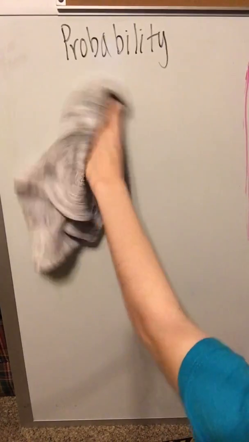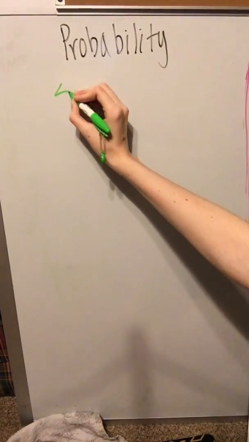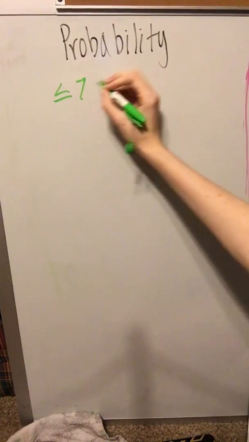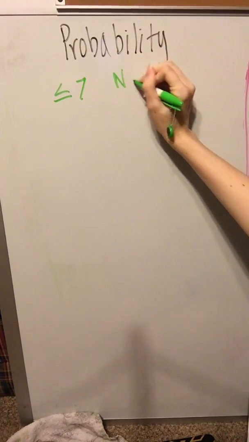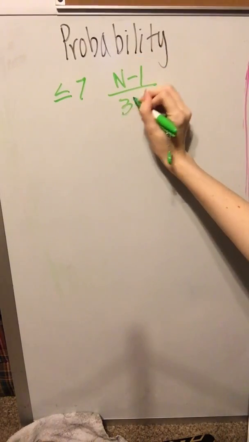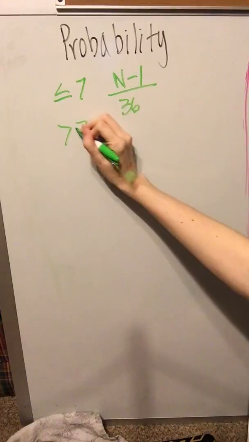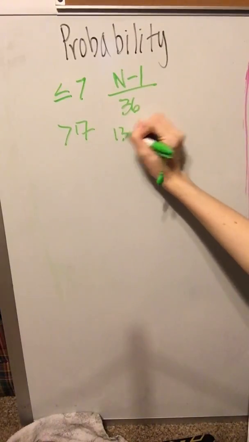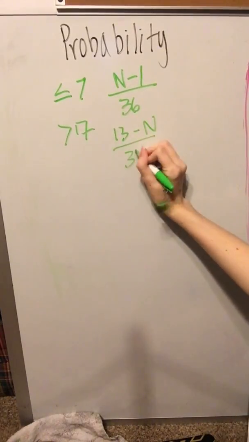But it can also ask you about rolling a pair of die. And so if the pair sum to less than or equal to 7, your equation to memorize is n minus 1 over 36. If it's greater than 7, then you do 13 minus n over 36.